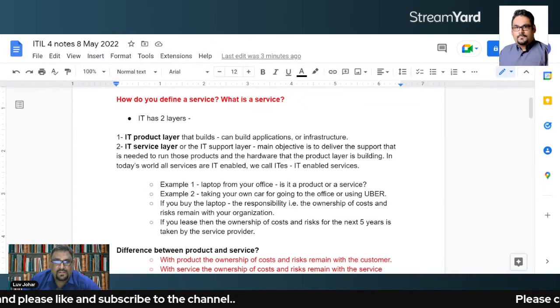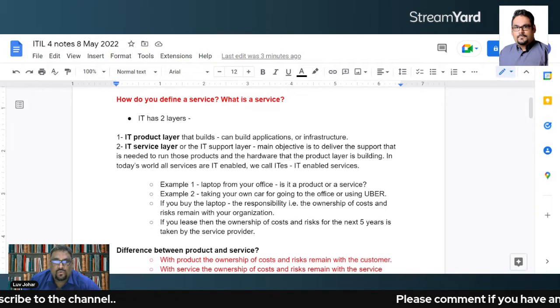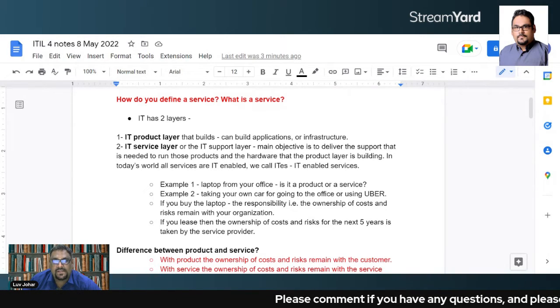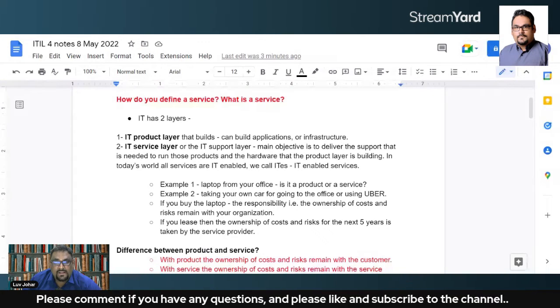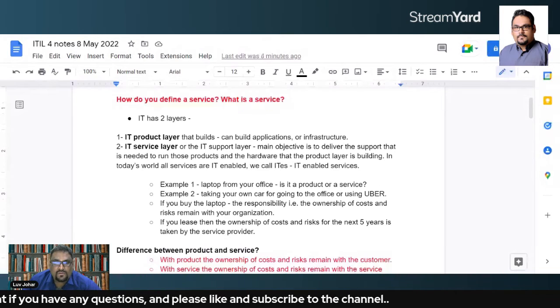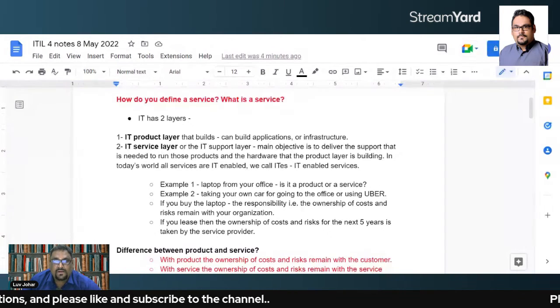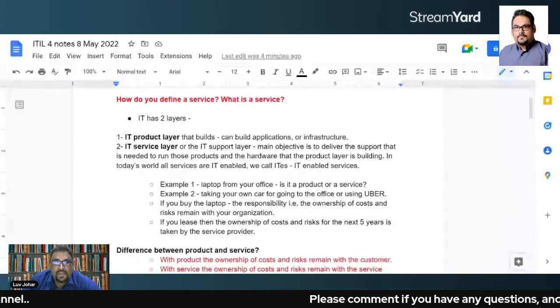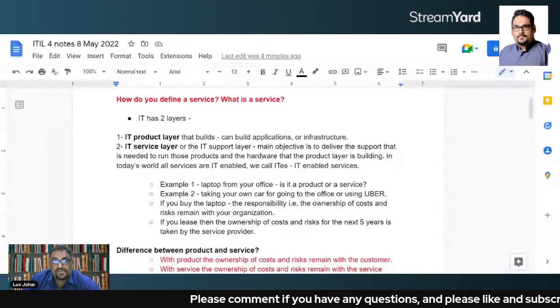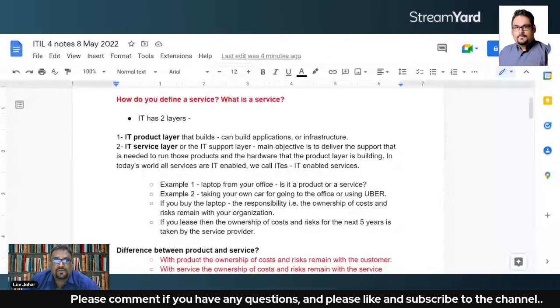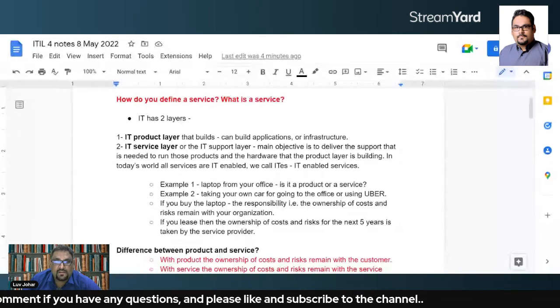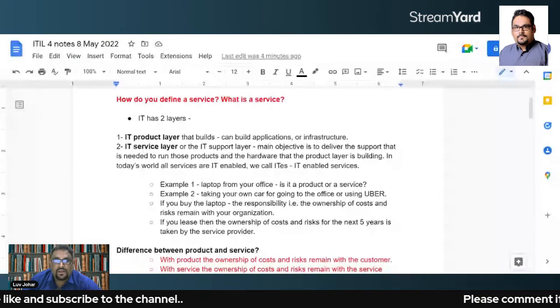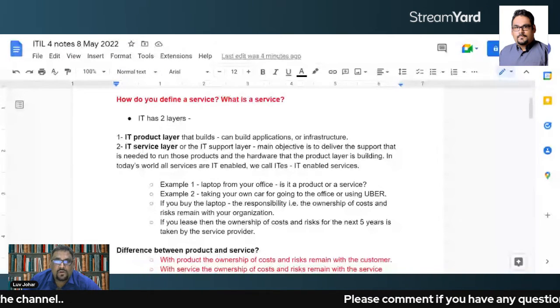But in the other scenario, if there is no lease agreement, and the organization has just procured the laptop as a product, having paid the full amount for it, then if the laptop breaks or suffers physical damage or anything else happens, it's your responsibility to take it to the service center, and maybe they will repair it or not, because in some conditions it's not at all repairable.